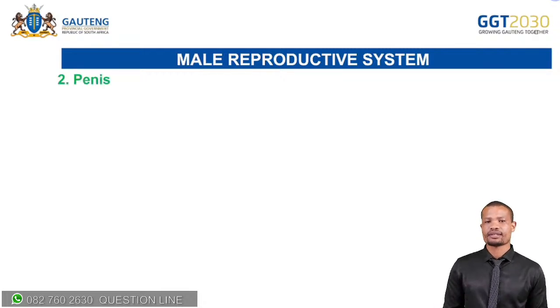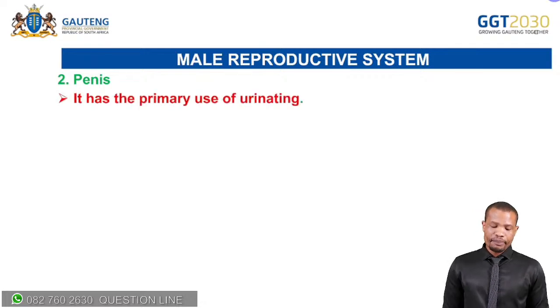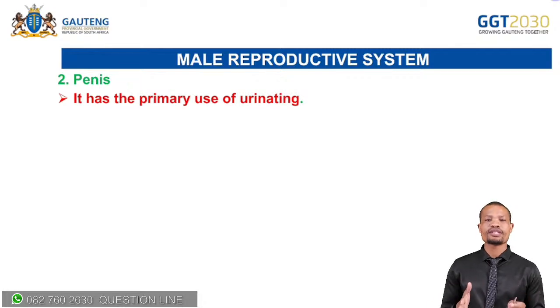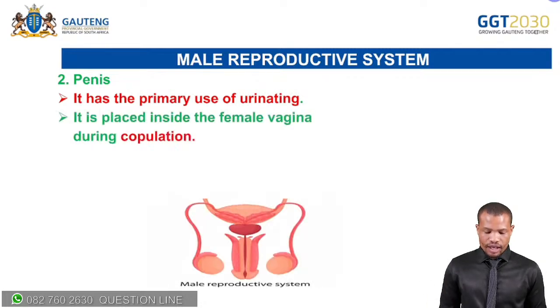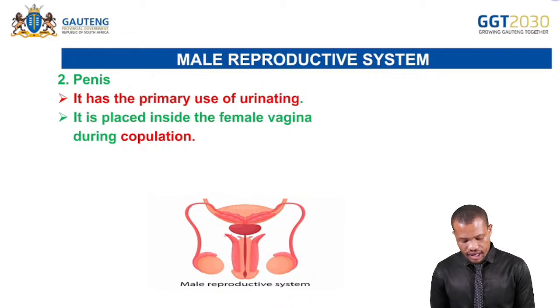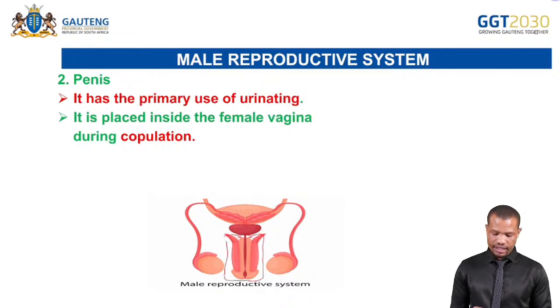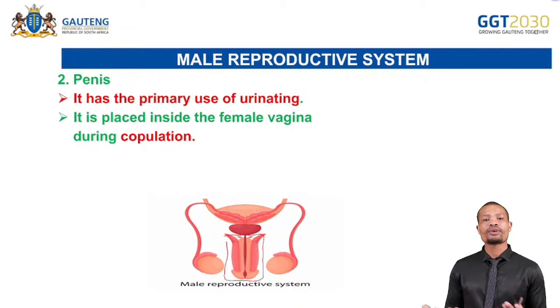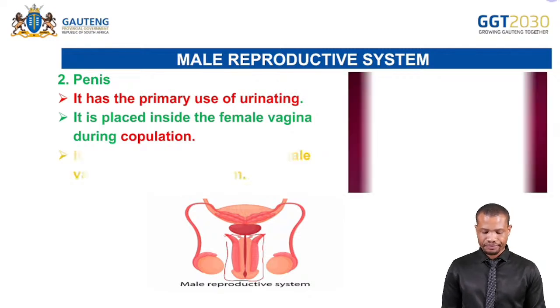Now let's talk about the penis. The penis has the primary function of urinating. Okay, every male uses their penis to urinate, right? But there's another function in reproduction, which is when the penis is erected, it is placed inside the female vagina during copulation. Copulation is also known as sexual intercourse, right? So this is the penis over there, right? It is an organ that is used during what? Copulation, or yes, sexual intercourse, right?